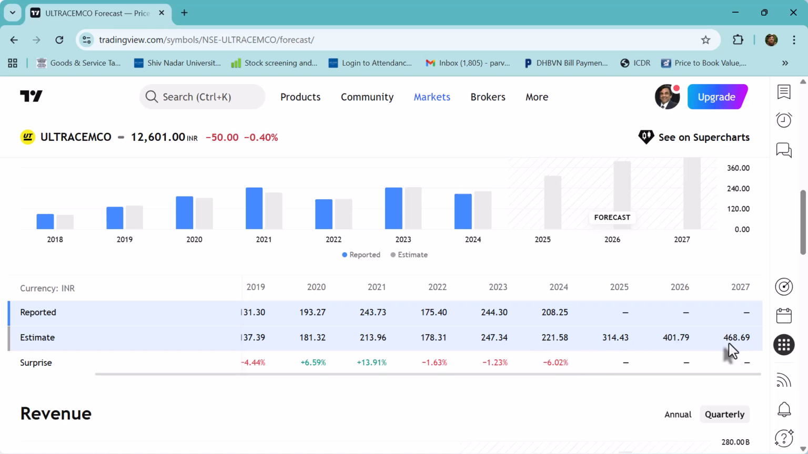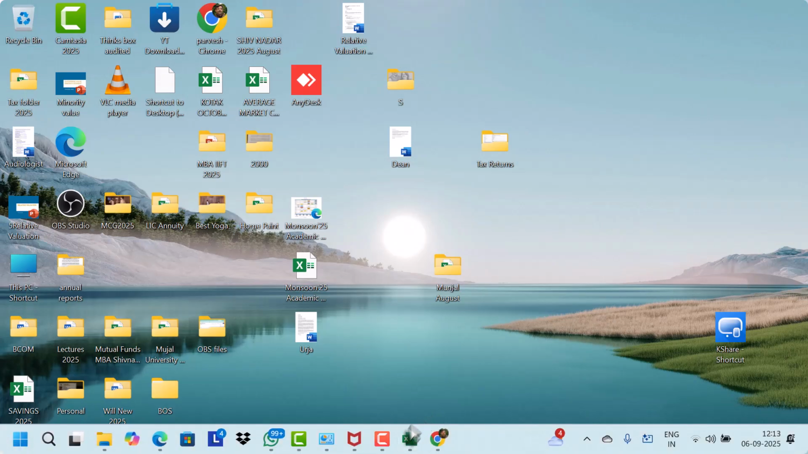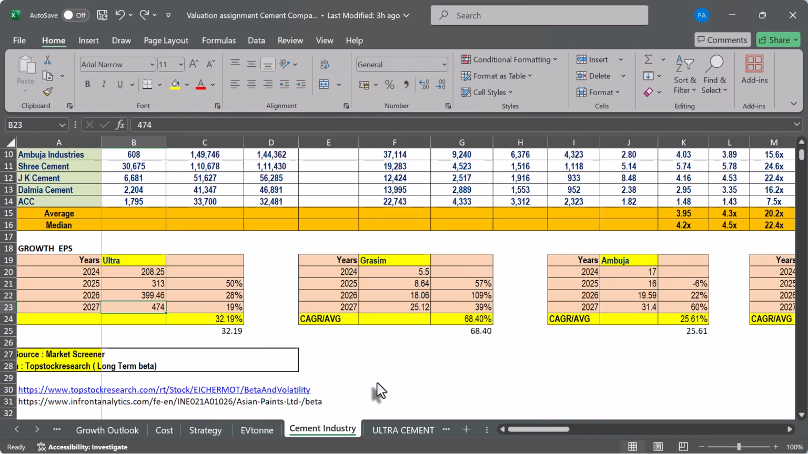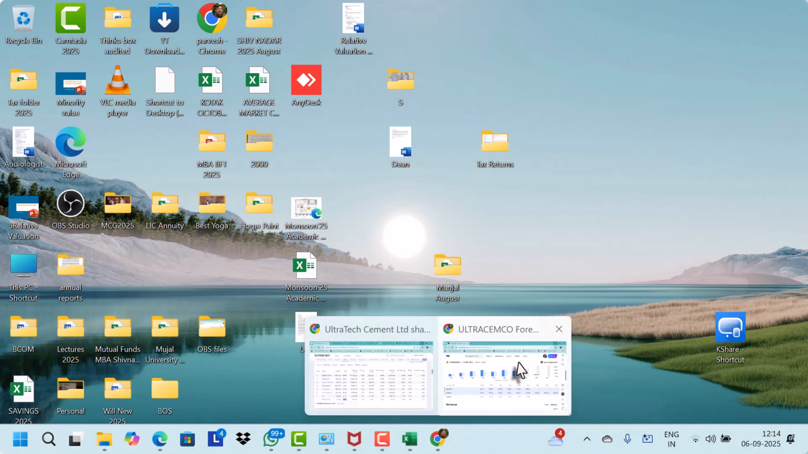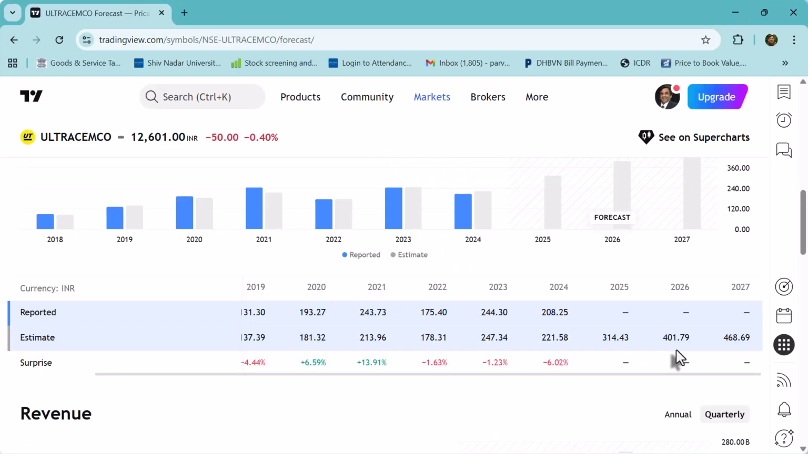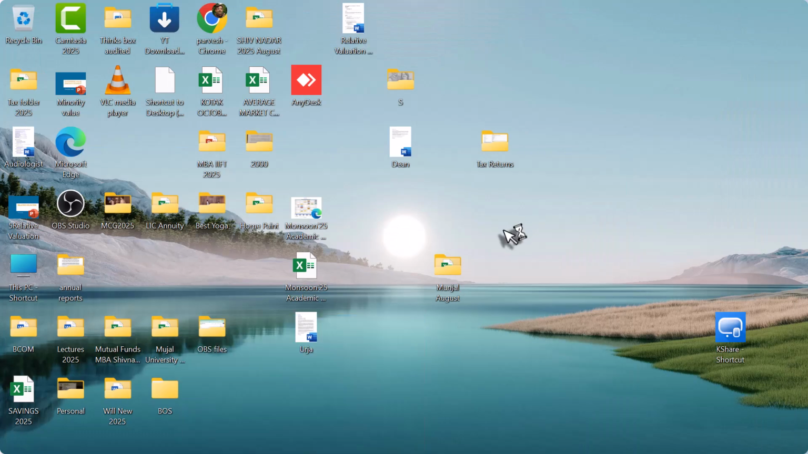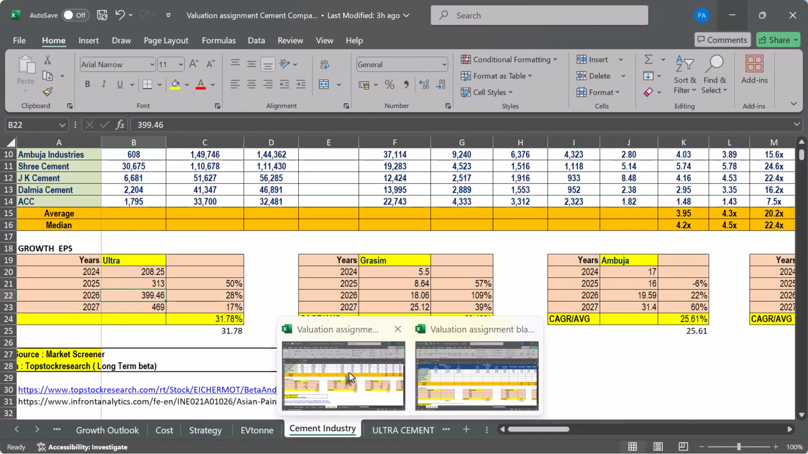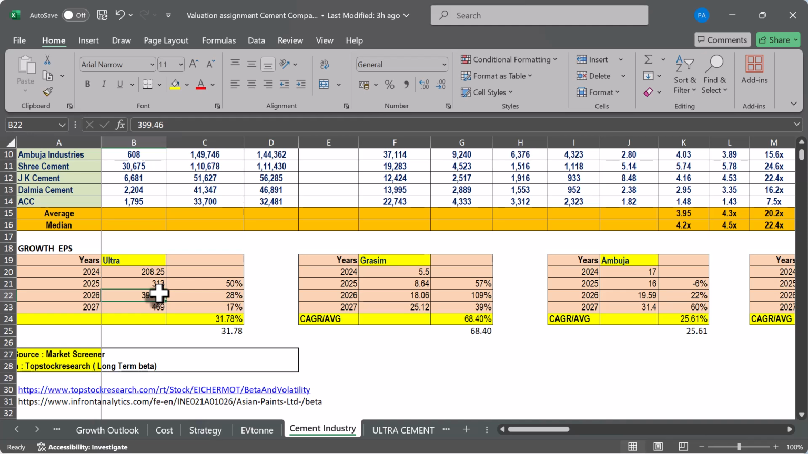Okay. So like 468.69. So what I'm doing is I'll just plug in a number there. So 469. So it is 474 earlier. So it is now 469. So the number has been downgraded. So 2026. What is the number in 2026? The number is 401.79. So we take 402. Okay.